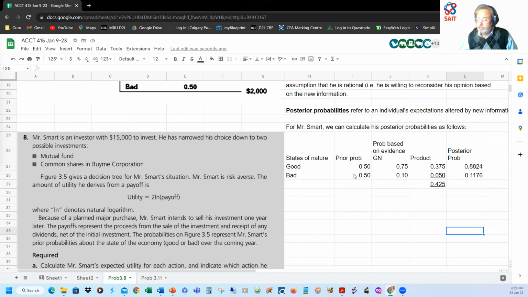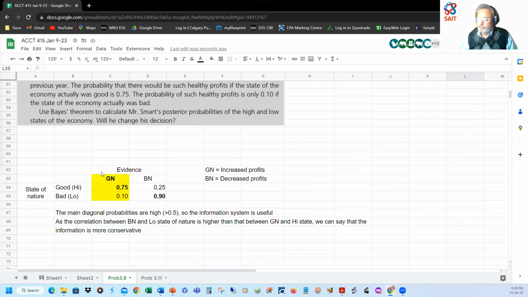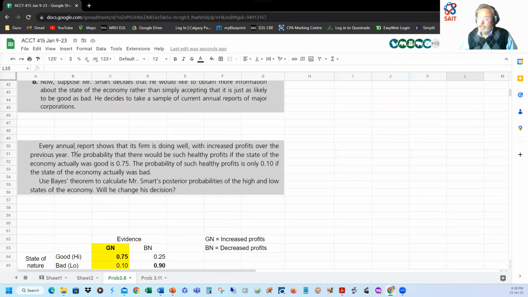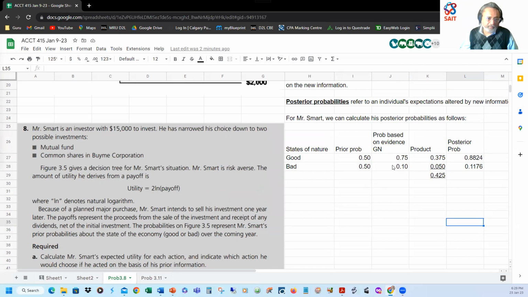We take the prior probabilities again, and then we consider the information system that we have. And Mr. Smart has found evidence. Every annual report is showing that its firm is doing well with increased profit over the previous year. So that's what we've got to go with. We have to consider what the fact that companies are reporting healthy profit means. We have a 75% probability that the economy is doing well when companies report healthy profits, and only a 10% probability that the economy is doing poorly when such healthy profits are reported. So that is the probabilities based on the evidence.